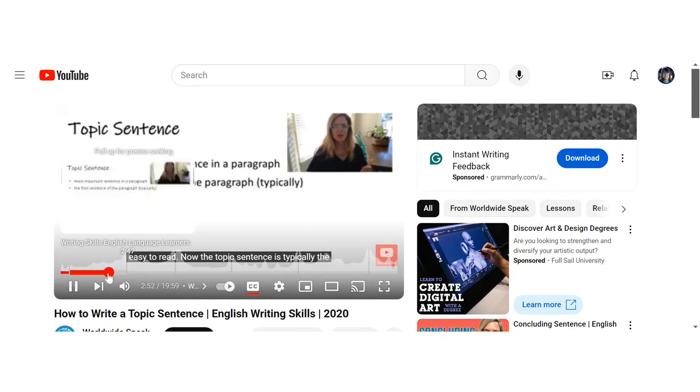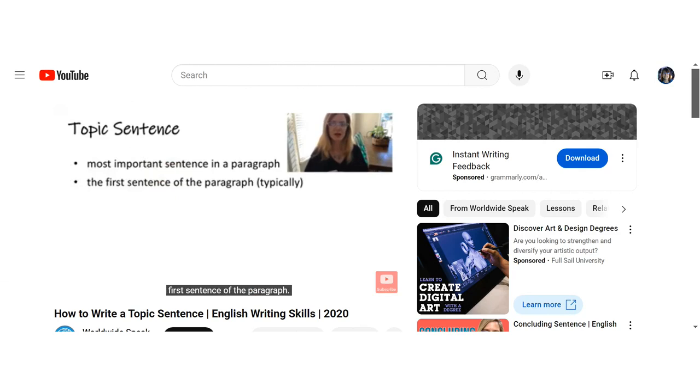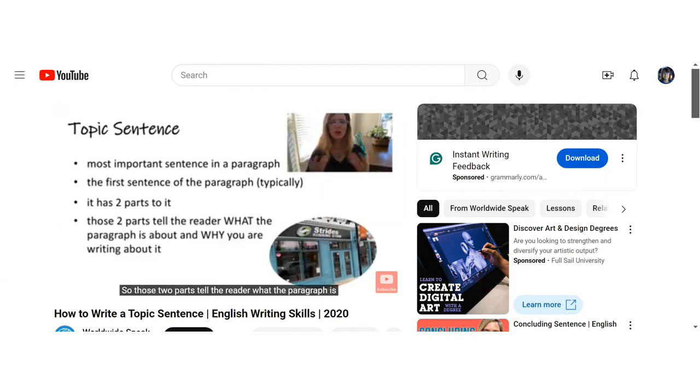Now, the topic sentence is typically the first sentence of the paragraph. In 90% of the time, this is the case. And probably for you, as you begin writing, this will always be the case. So you remember your first sentence will most likely be the topic sentence. Now, the topic sentence has two parts to it. So those two parts tell the reader what the paragraph is about and why you're writing about it.